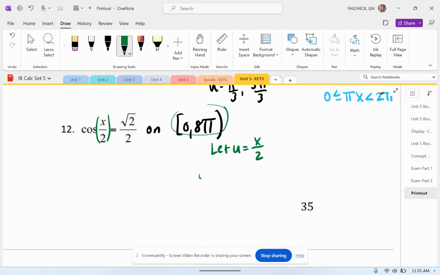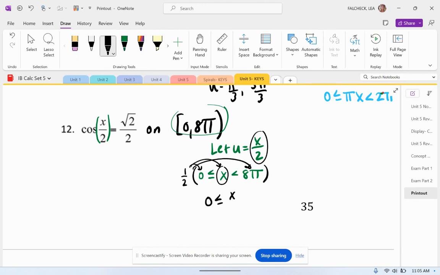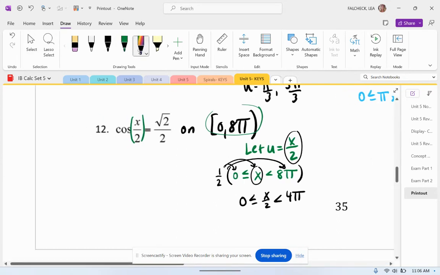The original interval was from 0, including, to 8 pi, not including. I want to match this guy to this guy. To do that, I'm going to have to multiply everything in the inequality by 1/2. My new interval is now from 0 to 4 pi. And my u substitution is x over 2. So let's go ahead and do our u substitution.